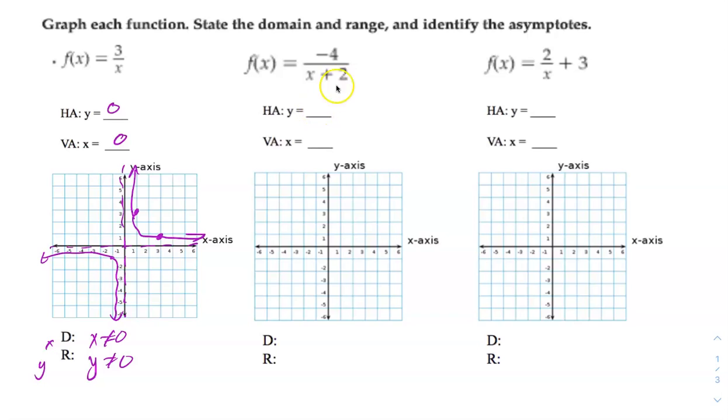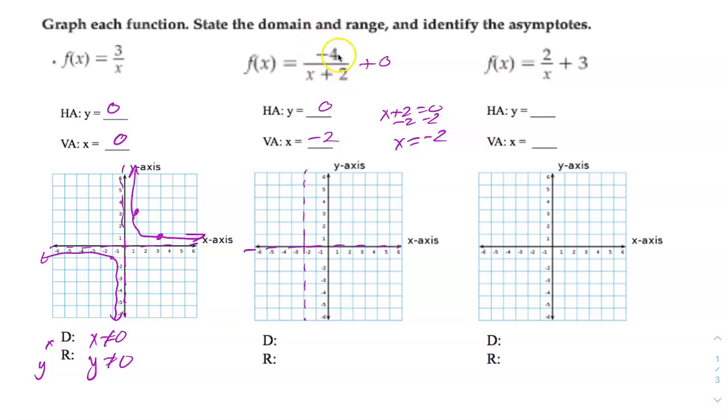Next one. My horizontal asymptote, there's still nothing on the outside, so it's 0. My vertical asymptote, I set the bottom equal to 0. Subtract 2, x equals -2. So again, when I graph these, I always do the asymptotes first. So x equals -2, y equals 0.